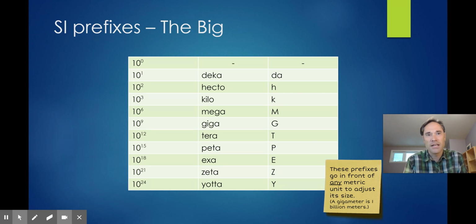You might have heard of a gigabyte. There's also terabytes and petabytes, but you can have that for any unit. You could have a megasecond or a terasecond, right? Any of those units at the beginning can have a prefix put in front of them to take a look at how big they are. And these are the big ones, and we'll talk more about what that means in just a moment.